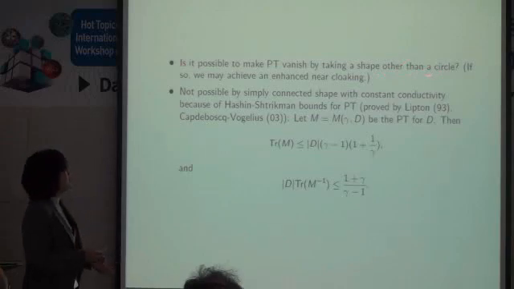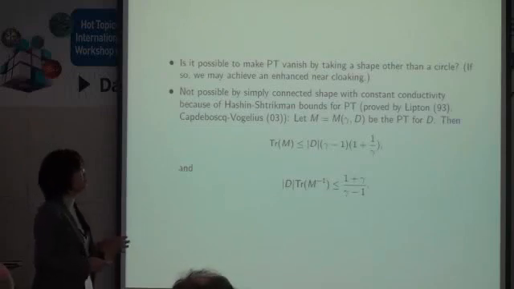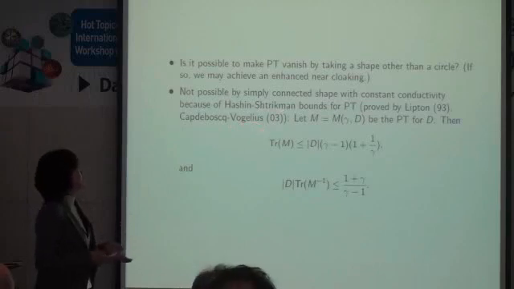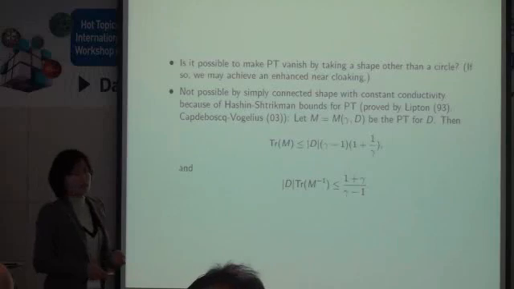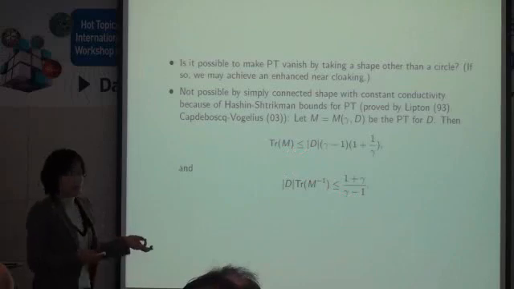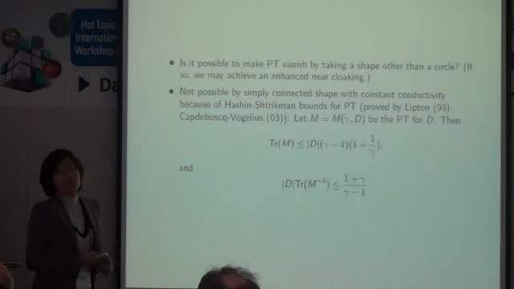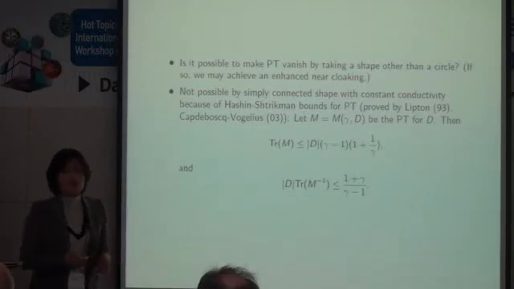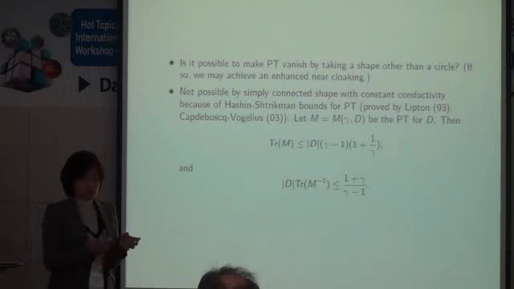The first idea you may think is to take some shape other than a ball. But with a different shape, even if we took an arbitrary shape, we couldn't make M equal 0. Here are the bounds for this polarization tensor for a simply connected domain, an upper bound and a lower bound. So this M should be inside some certain region, and it couldn't be 0 at all. So it's not possible to make M 0 with a simply connected domain.